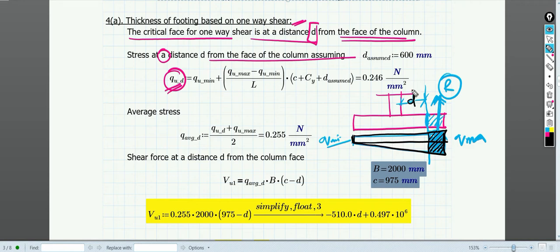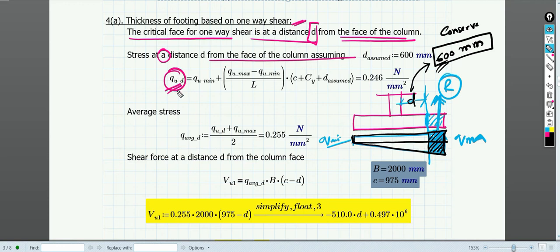First of all, let's assume that the effective depth of the footing is 600 mm. It is just an assumption. Always take some higher value so that it is on the conservative side, because as you move on the d side, the stresses will be more and more, but it should not be very high also. So you can just assume 600 for this case.